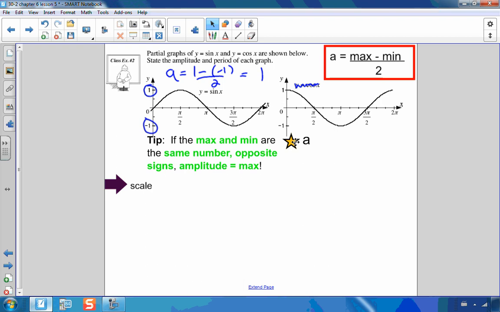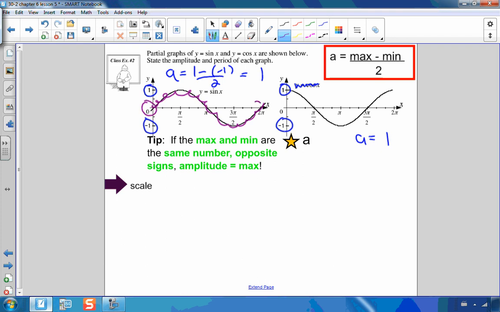Can we use that on our next one? If you look at amplitude, max is 1, min is -1. Yes, so they're the same but opposite, so amplitude equals 1. Okay, so for this one here, I want to find the period. That's the length of time it takes to go through one full cycle. So here's my hill, here's my valley. So it looks like starting at 0, going to 2 pi, my period is 2 pi.